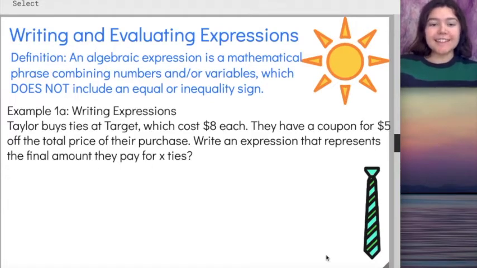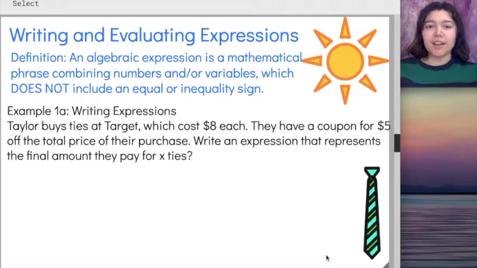So X here is a variable. Remember, a variable is just a letter or a symbol we use to represent one number or multiple possible numbers. Lots of different numbers can be represented by a variable. That's why they're really useful. We want to be able to figure out how much Taylor is paying at Target if they buy 10 ties, if they buy 2 ties, if they buy 150 ties. Using a variable allows us to do that. So let's try to write that expression.